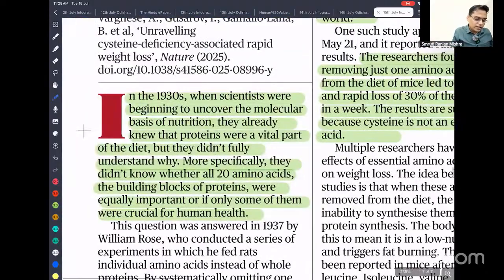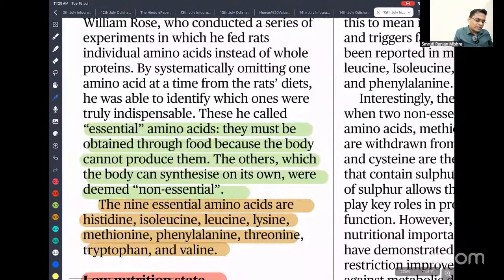So in the 1930s, when scientists were beginning to uncover the molecular basis of nutrition, they already knew that proteins were a vital part of our diet, but they did not fully understand why. More specifically, they did not understand why all 20 amino acids, the building blocks of protein, were equally important, or whether only some of them were crucial for human health. So, essential amino acids must be obtained through food because the body cannot produce them.